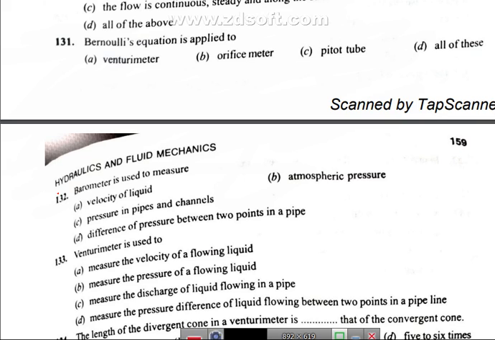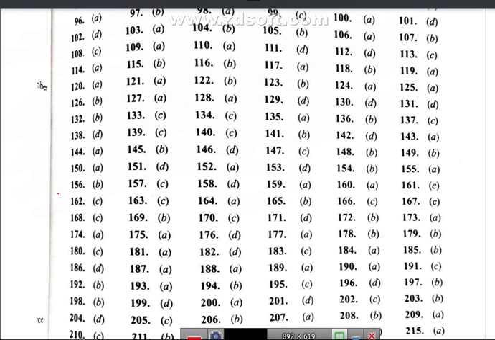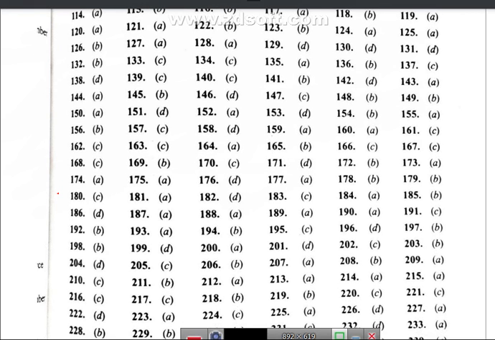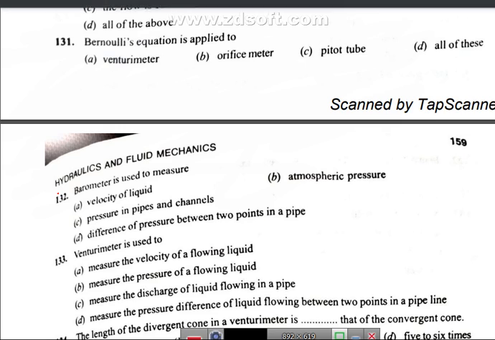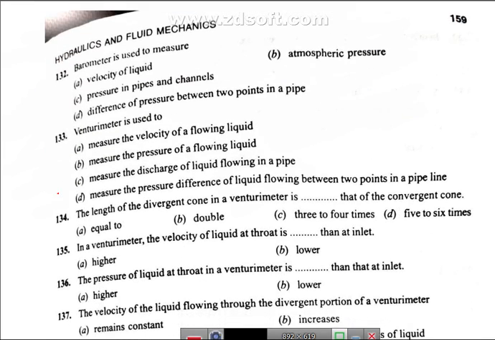एमसीक्यू क्वेश्चन में क्वेश्चन नंबर 131 है कि बर्नौली इक्वेशन इज अप्लाइड टू वेंचुरीमीटर, ऑरिफिस मीटर, पिटोट ट्यूब या ऑल ऑफ दीज। व्हाट इज द राइट आंसर? 131 का राइट आंसर क्या हो जाएगा दोस्तों? दैट इज योर 131 का डी, दैट इज आपका ऑल ऑफ दीज, यानी वेंचुरीमीटर, ऑरिफिस मीटर, पिटोट ट्यूब is the right answer. Next question.